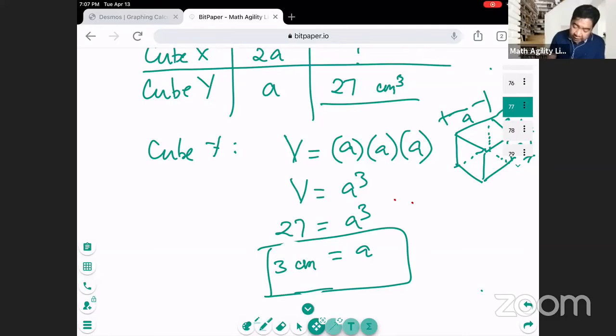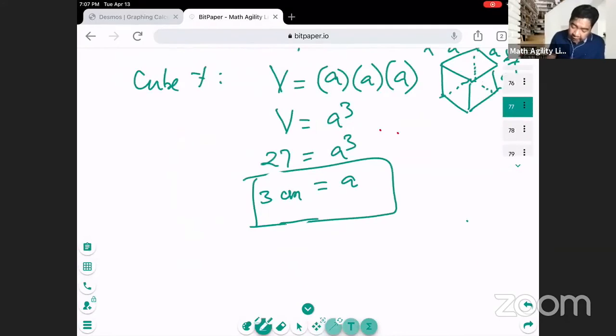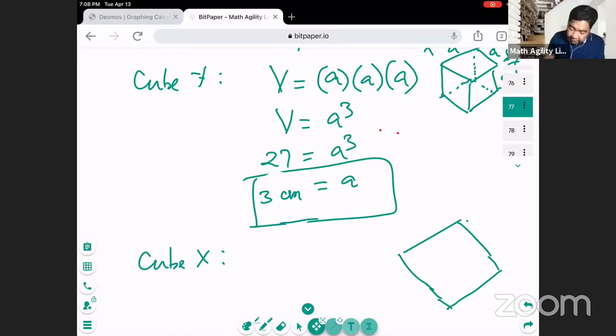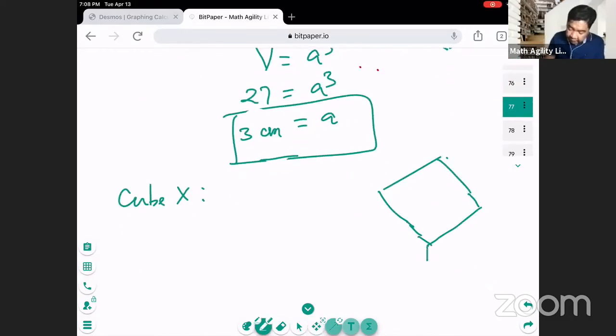Now how will we solve for the volume of cube X? Since it has a length of 2A, let's cube X. It's twice bigger than cube Y, so let's try to draw it bigger than cube Y.